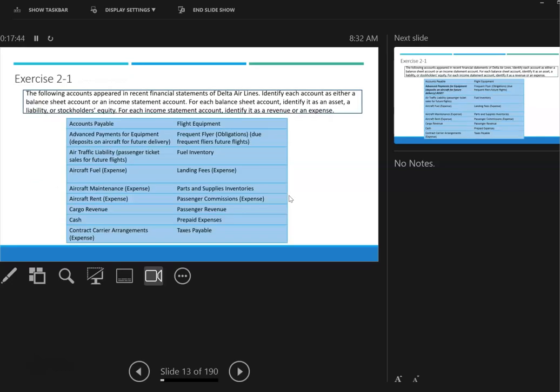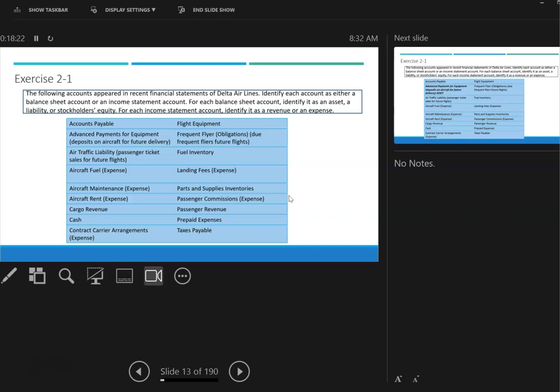So guys, I'm going to intermix all these various exercises in this lecture, and I've got so many we might not be able to do them all, but I really think it helps you understand. The following accounts appeared in a recent financial statement of Delta Airlines. Identify each account as either a balance sheet account or an income statement account. For each balance sheet account, identify it as an asset, a liability, or a stockholder's equity. And for each income statement account, identify it as a revenue or expense.